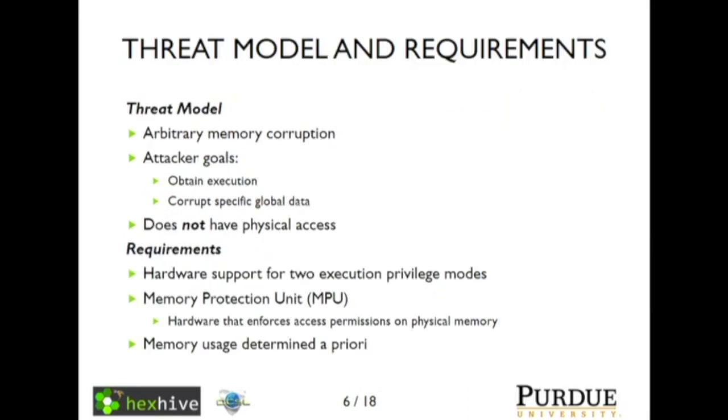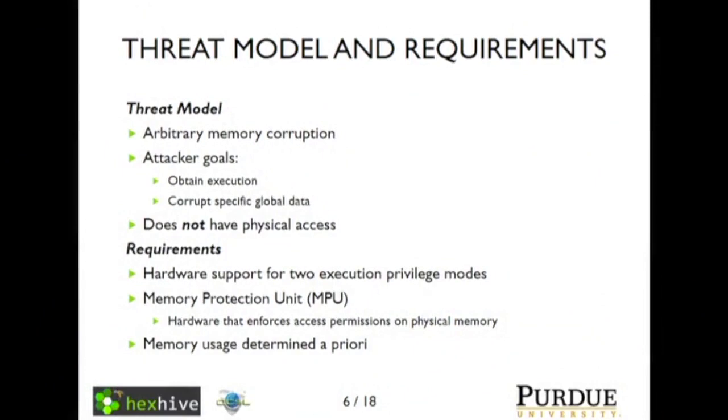Let's talk a little bit about the threat model we're working under. Whenever you're doing a security paper, there's always the threat model. How's somebody going to attack this? How am I protecting against it? Here, we're assuming the attacker has an arbitrary memory corruption, so they can rewrite any part of memory they want, and that their goal is to obtain execution or corrupt specific global variables. They, however, do not have access to the physical system. They can't read off the firmware on that system.